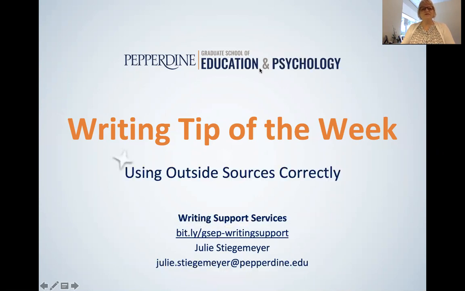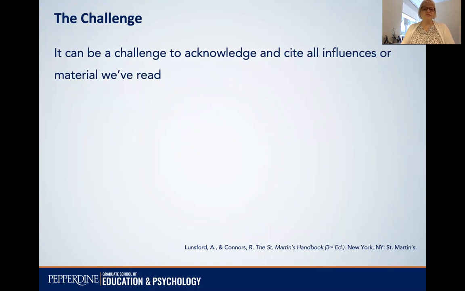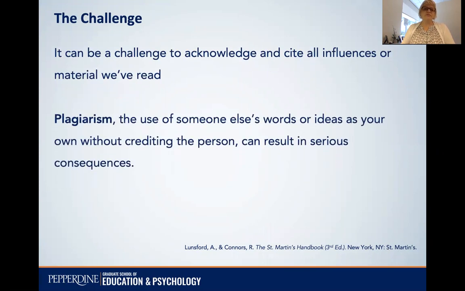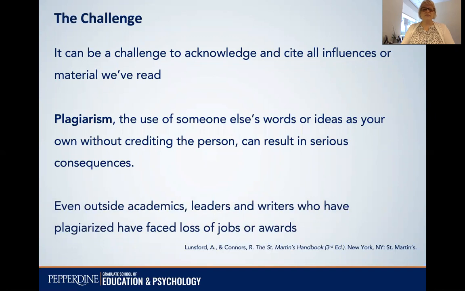Today we're going to talk about avoiding plagiarism and using outside sources correctly. It can be a challenge for us to cite everything we need to in our papers, but it's really important to do so that we avoid plagiarism. That is, the use of someone else's words or ideas as your own without giving credit to that person. And it can result in serious consequences in school, but even outside academics. Leaders and writers who have plagiarized have faced loss of jobs or awards or other public scrutiny. So it's important to avoid.